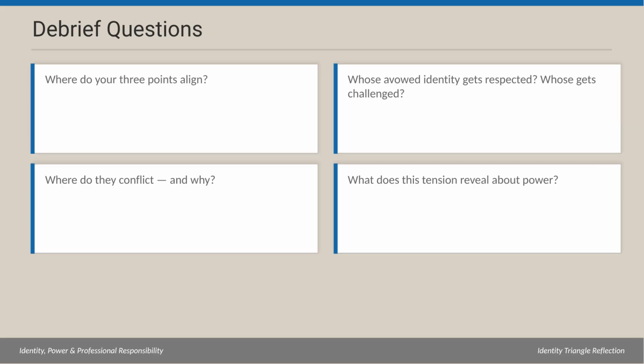After the exercise, bring students together for a debrief using these reflection questions. Start by asking, where do your 3 identity points align and where do they conflict? Then push deeper. Whose avowed identity gets respected in this space and whose gets challenged? Finally, connect that tension to power. What does it reveal about who holds influence in professional settings and who has to work harder to be seen? These questions move students from personal reflection into structural analysis, which is at the heart of this course.